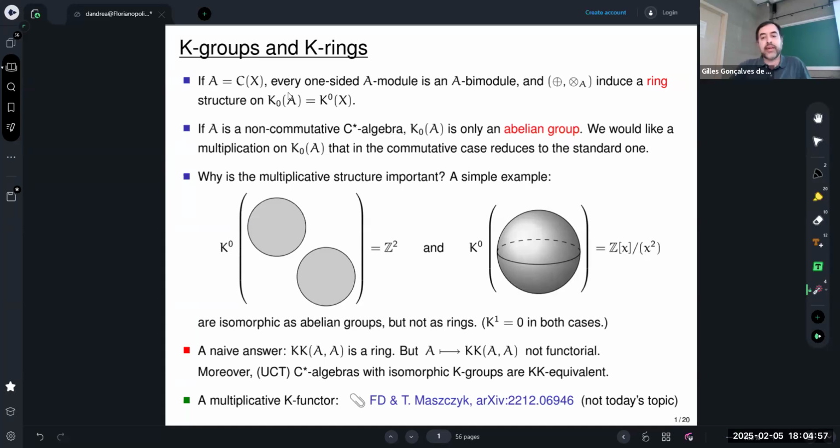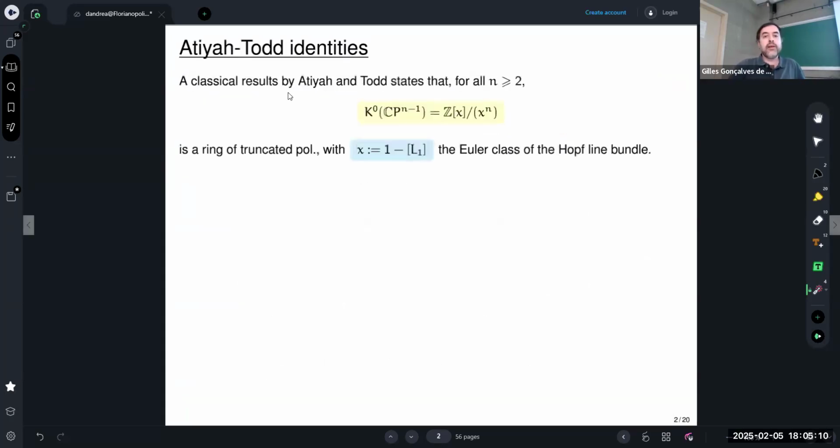So today is more about examples, and I want to tell you, for this next class of C*-algebras, this course of graph C*-algebras, what you can say about the multiplicative structures in the standard K-theory. Okay. So another slide of motivations.